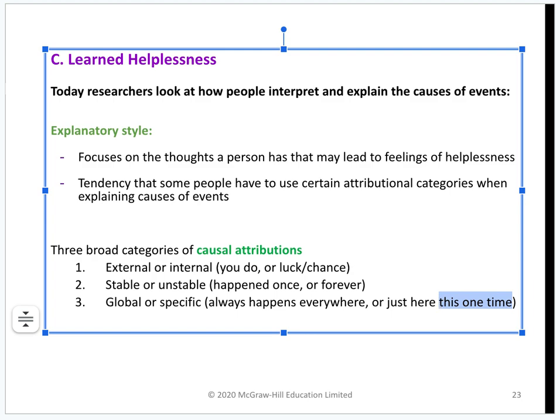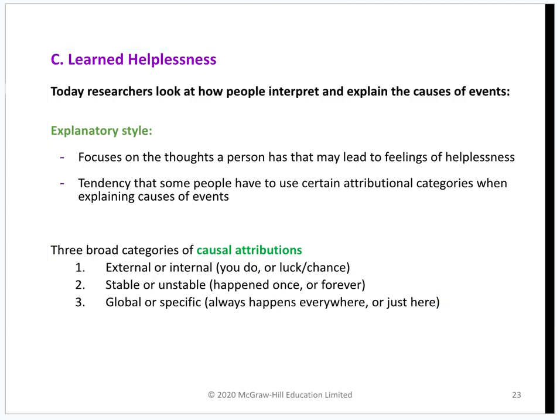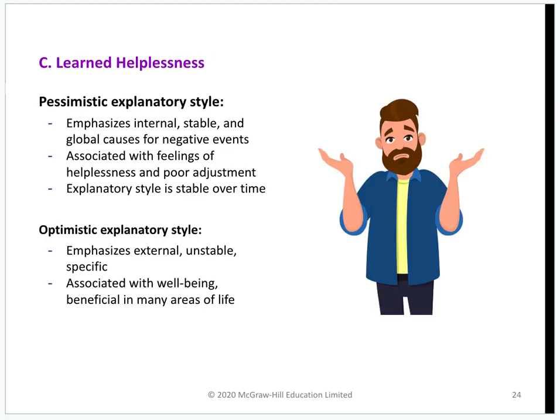I'm going to take out this "one time" because that makes it confusing. I want to say "just here." Global or specific. Okay? So when they're looking at a problem, what does a person do? Is there a reason for something external, unstable, and specific, or internal, stable, and global? One of these in each makes you either pessimistic or optimistic. So pessimistic, very negative. They're going to emphasize internal, stable, and global events for causative events.